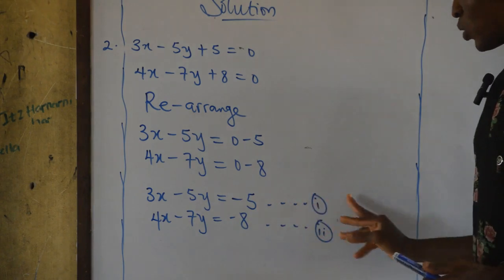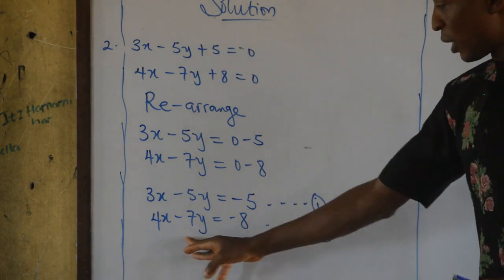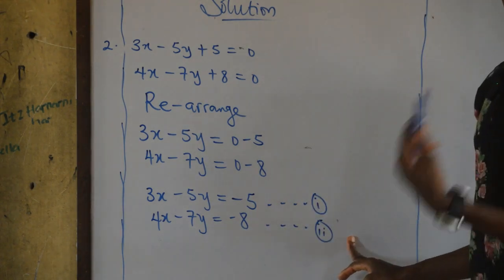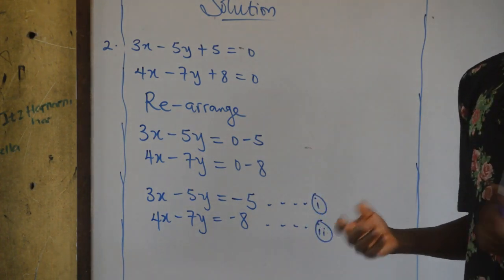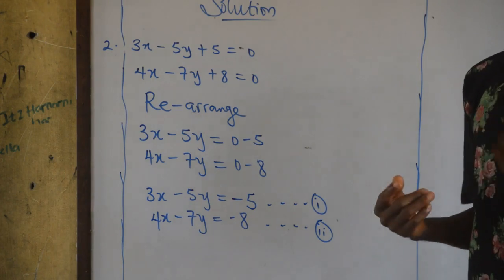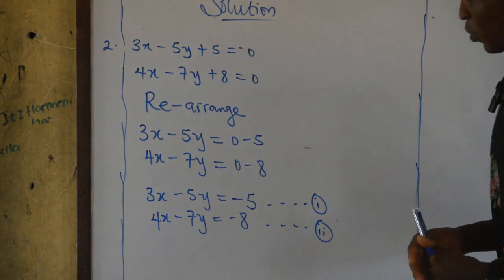That's if you have called this your equation A, and if you have called this one your equation F, you say from equation F. That means you are no longer going to be working with equation 1 and equation 2, but rather it's going to be equation A and equation F that you are going to be working with.